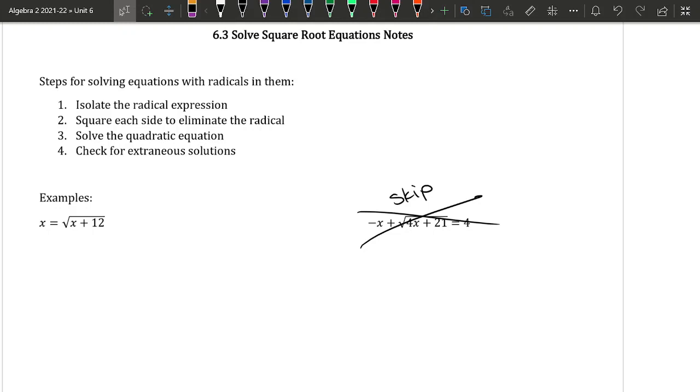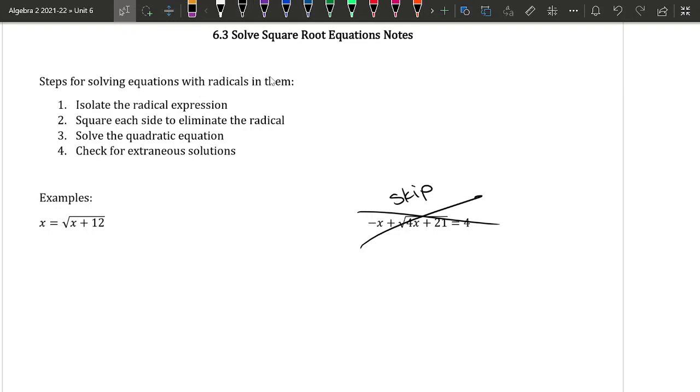Today I'm going over the notes for 6.3. It's solving square root equations, and this is the slightly harder version. The steps are exactly the same steps I went over yesterday to solve a square root. You isolate the radical, square each side to eliminate the radical, solve the quadratic equation, and check for extraneous solutions. So you could have one solution, two solutions, or no solution.